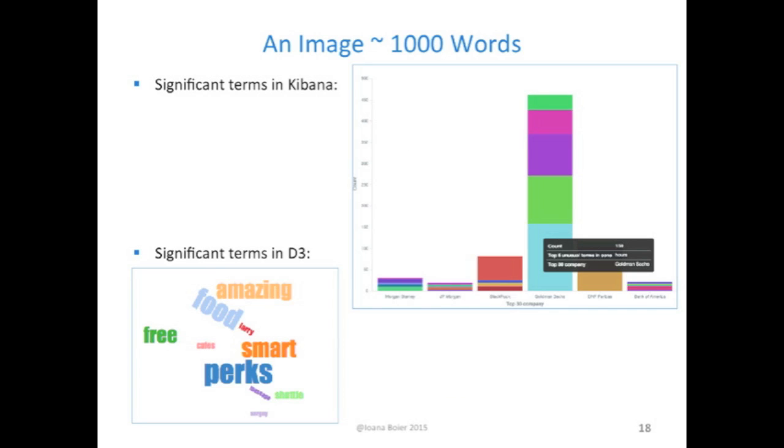Visualization of Elasticsearch results can be done in Kibana as well as in other software. On the top right, we have an interactive bar chart generated in Kibana, while on the bottom left, we see a word cloud of the 10 most significant pros at Google, generated with D3.